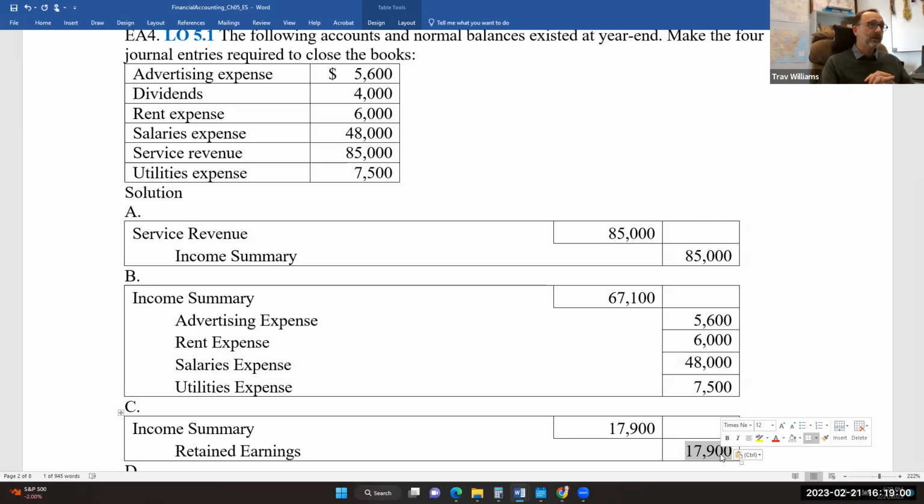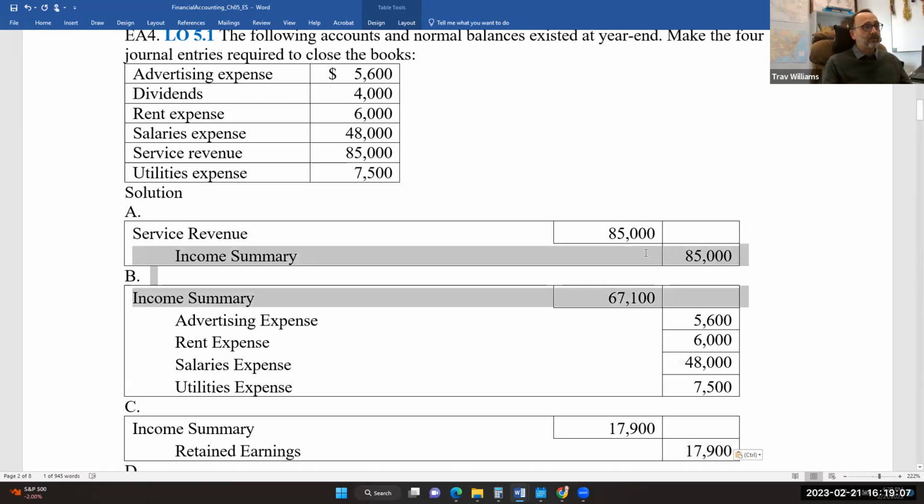Where step 3 could be a little bit confusing, what if your expenses were more than your revenues? Then you're going to have to credit the income summary account and debit retained earnings. And that makes sense too, because if your expenses are more than your revenues, you're losing money and your retained earnings is going to go down. So it would make sense that it would get a debit, okay? As we practice it, it'll make a little more sense.